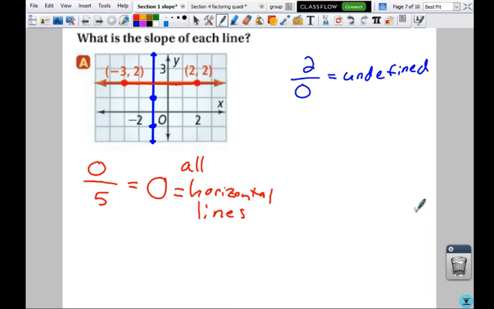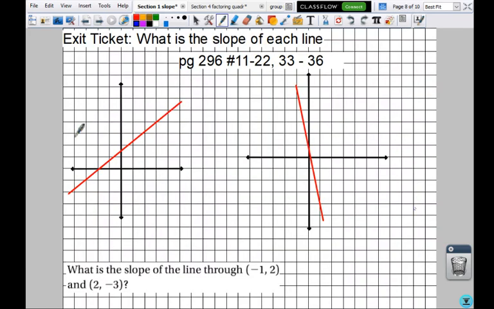Alright, that is it. You guys have your exit ticket here. Find the slope of every line. I will turn on Socrative in just a minute, and then you guys can work on your homework.